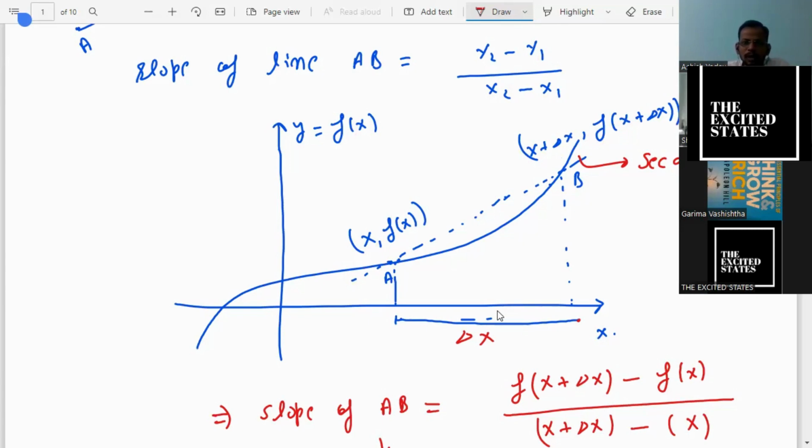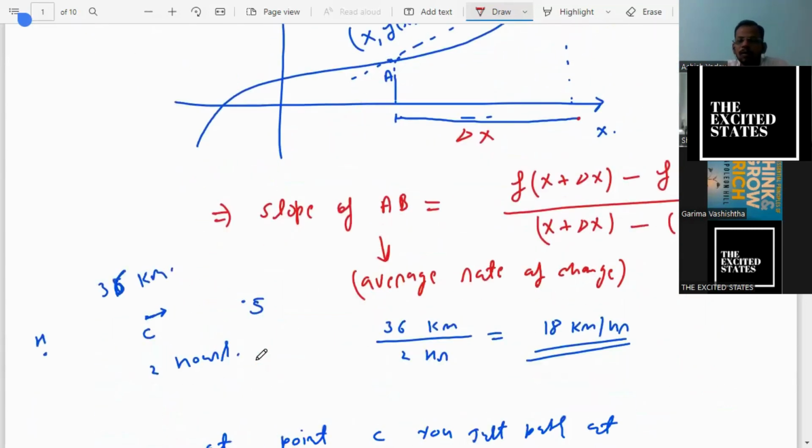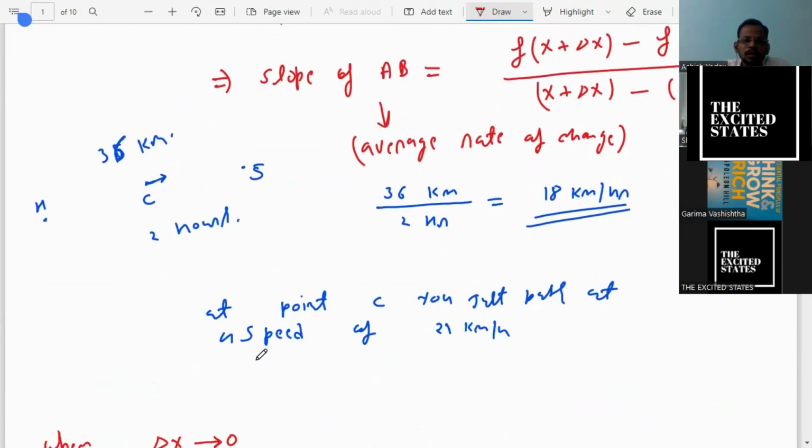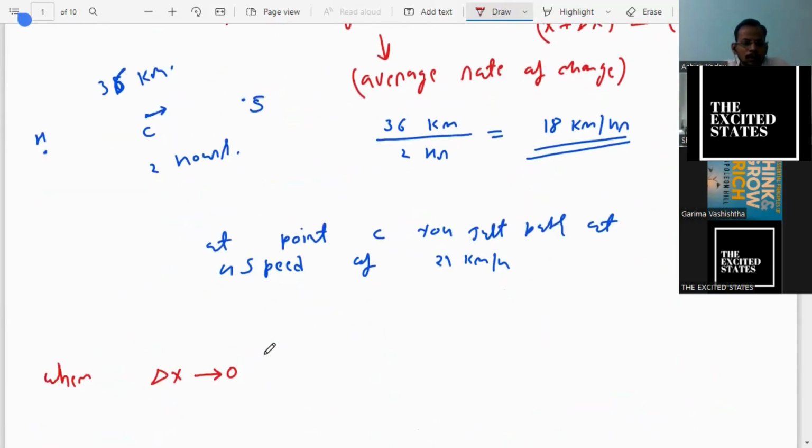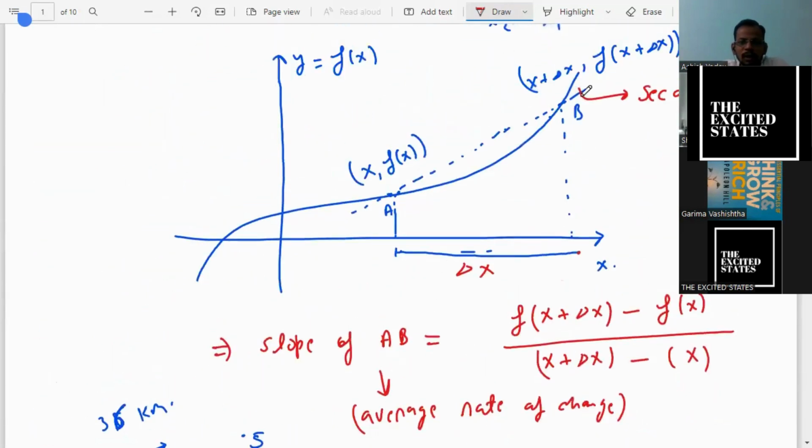Because delta x tends to 0 means delta x is very, very small, but delta x tending to 0 does not mean delta x equal to 0. Something approaching 0 means the value is very near to that but not equal to that. So delta x approaching 0 simply means the point B approaching towards point A. That means this secant AB will be converted to the tangent at A.